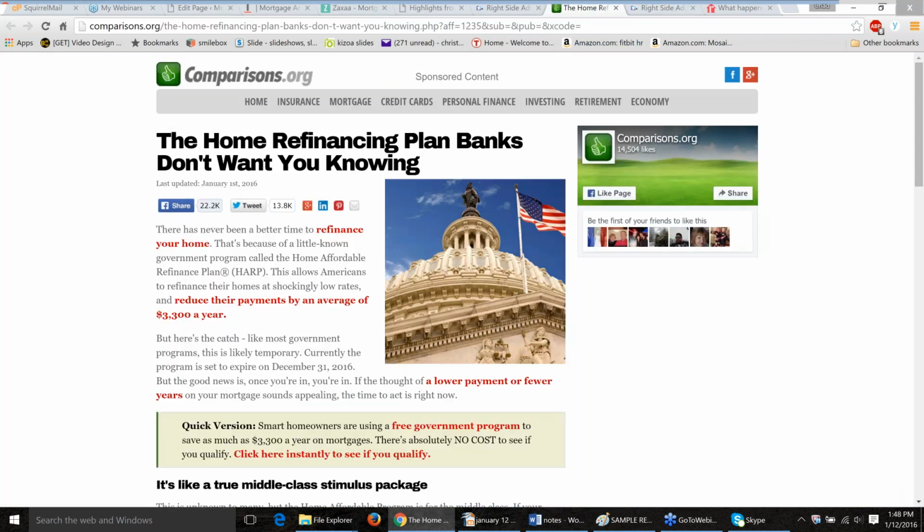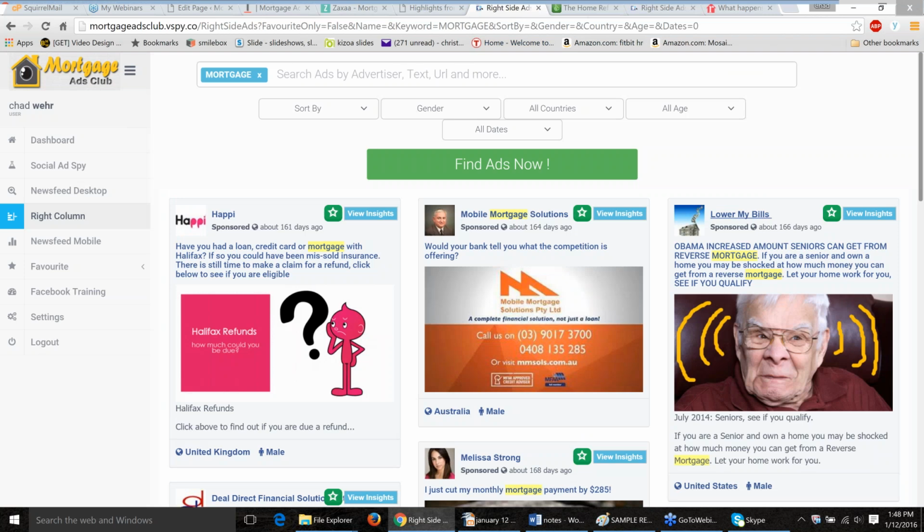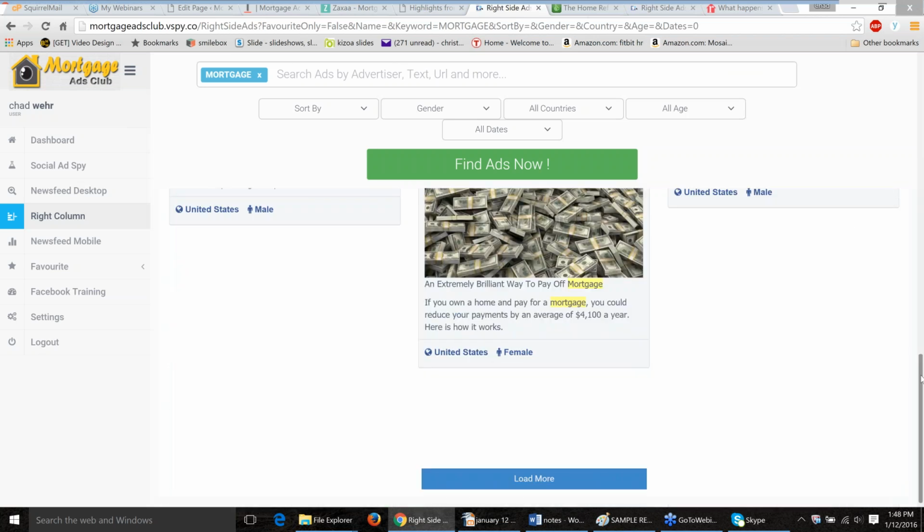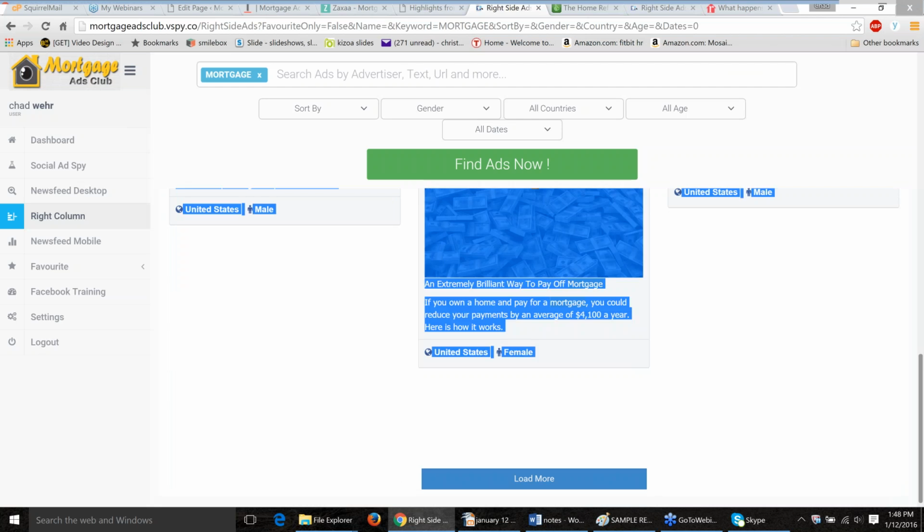I can go through and see everything that Lower My Bills is doing, but as you can see here, it's pulling up all sorts of different mortgage loan ads. You're going to get some of them here that just have the word mortgage in there, so not all of them are going to be mortgage ads, but the bulk of them are. Once you get to the bottom, just click load more, and it'll keep loading more as the ads permit.